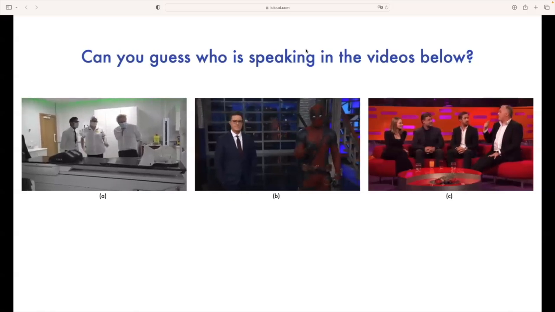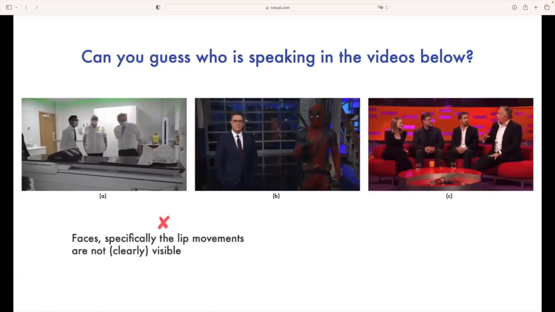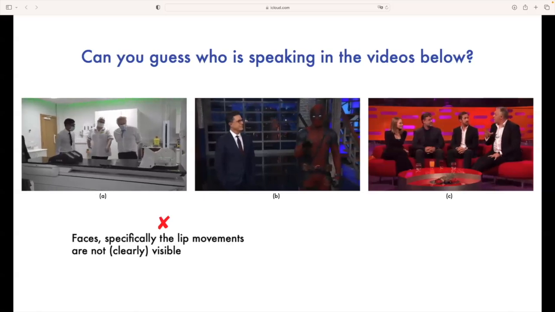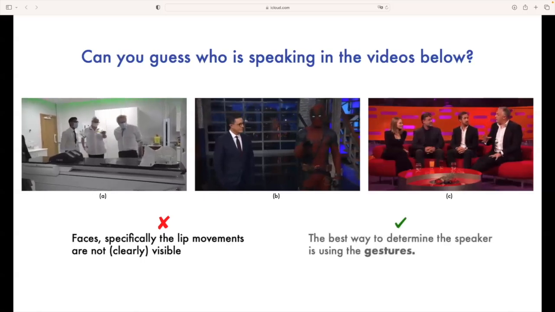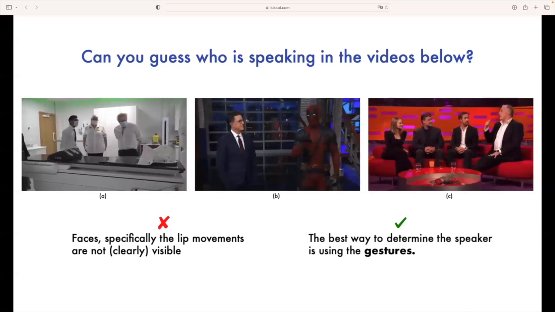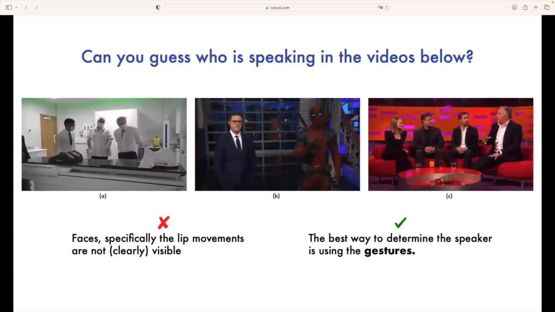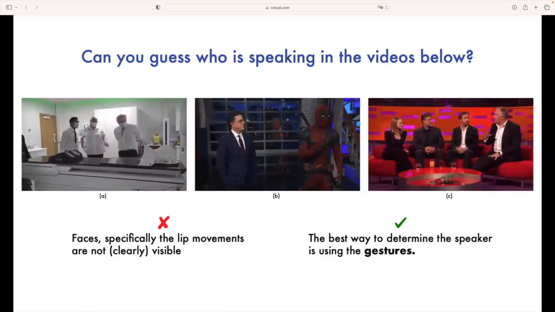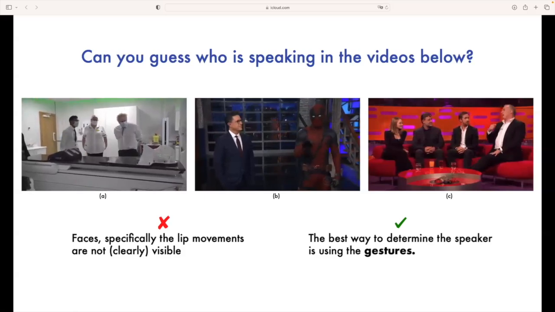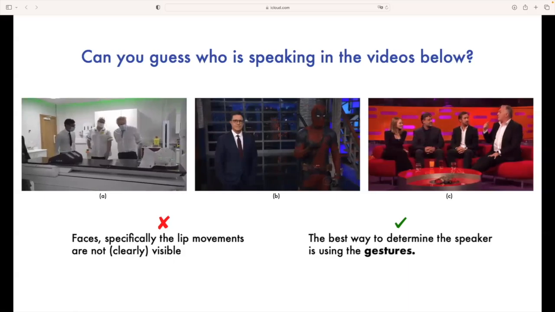However, if we carefully observe the videos here, we can clearly see that none of these videos have faces or lip movements visible in them. But there is one other signal which is very common and which all of us probably used to identify the active speaker, and that is body language, body movements, or gestures. That is exactly the focus of our work today, where we want to analyze if there is a natural correlation between speech and gestures, and then use these signals to identify the active speaker. So we do not want to rely on faces or lip movements, but rather find the correlation between speech and gestures and use this signal to find the active speaker.